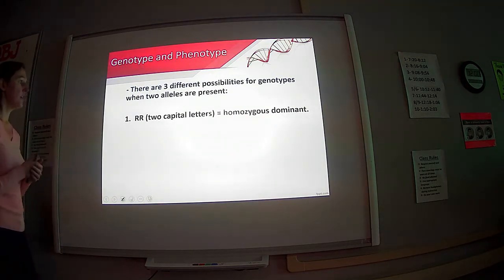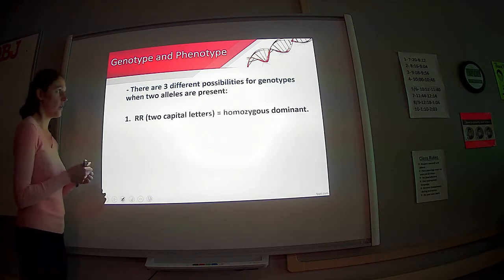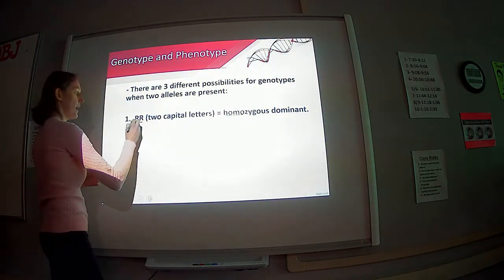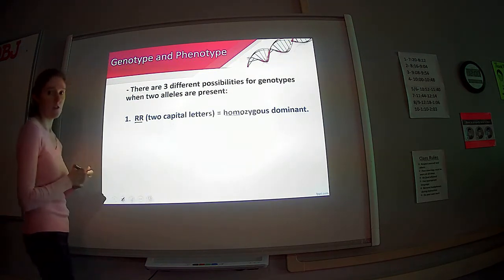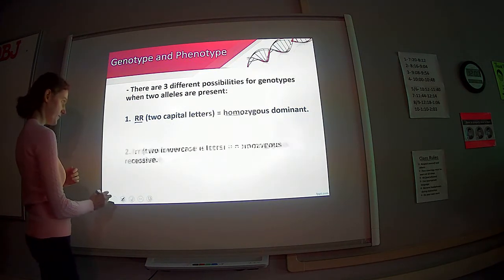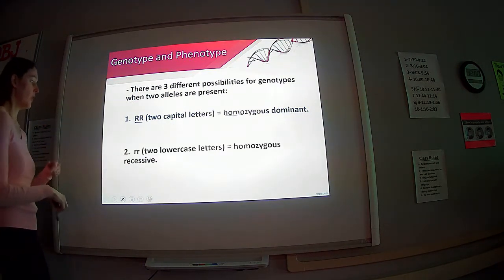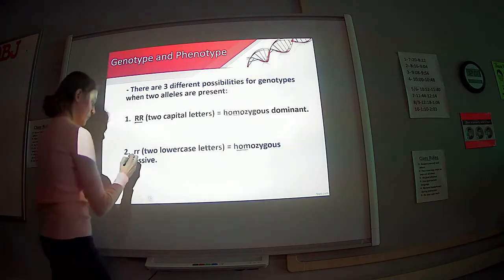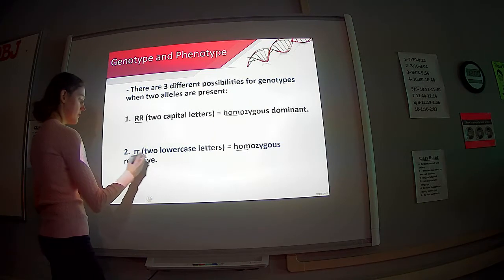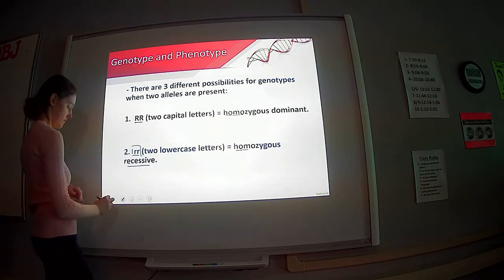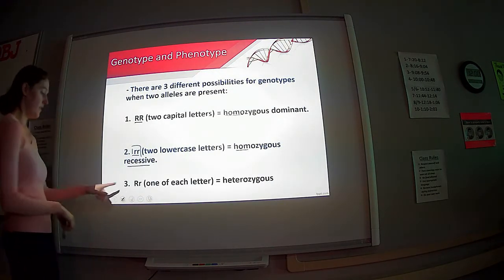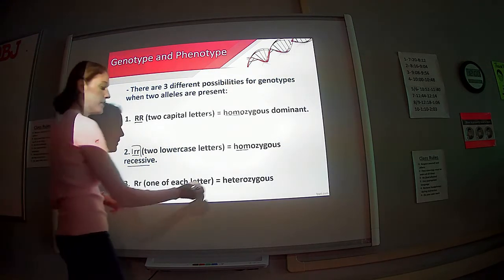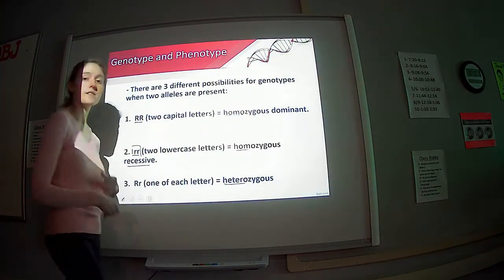So if you have two capital letters, we are going to call that genotype homozygous, homo because they are both capital, homozygous dominant. If you have two lowercase letters here, it's going to be homozygous because they are both the same, and recessive because they are lowercase. If you have one of each, a capital and a lowercase, that is going to be heterozygous. Hetero means that they are different.